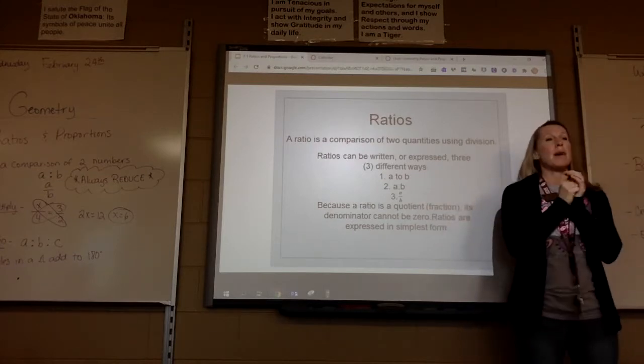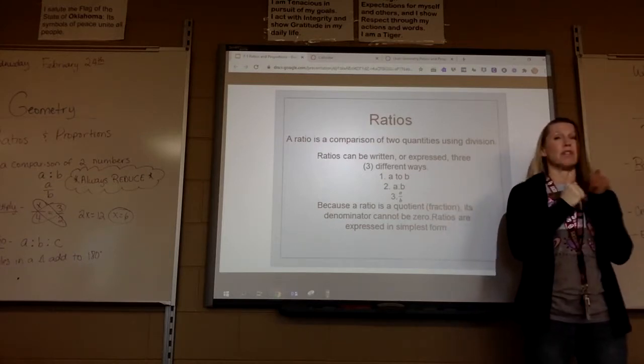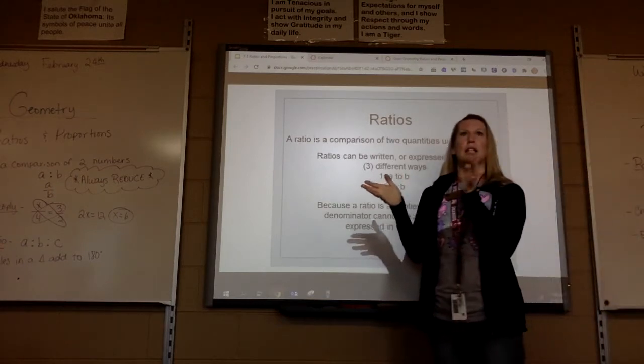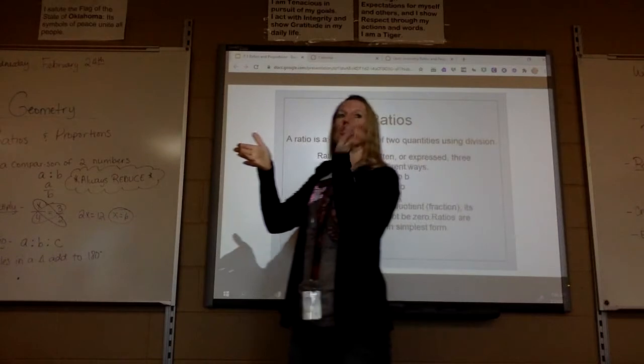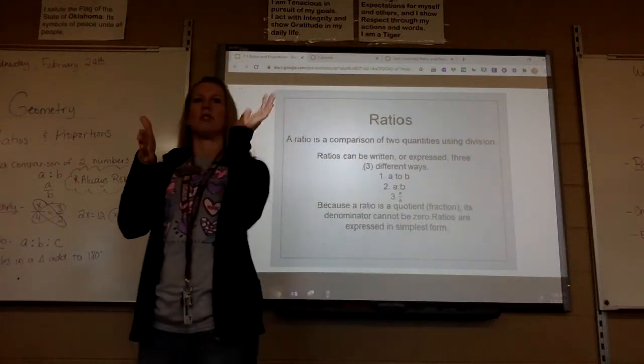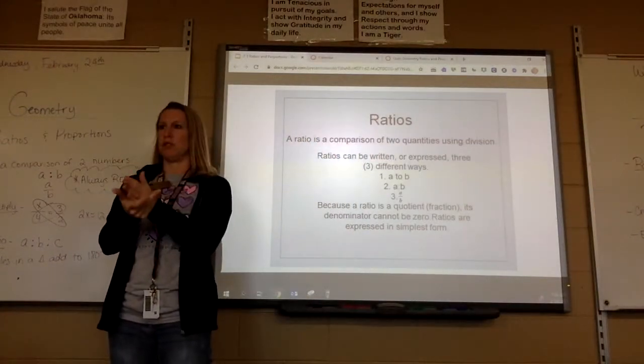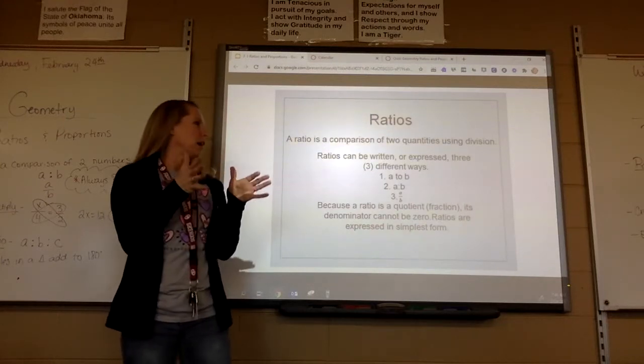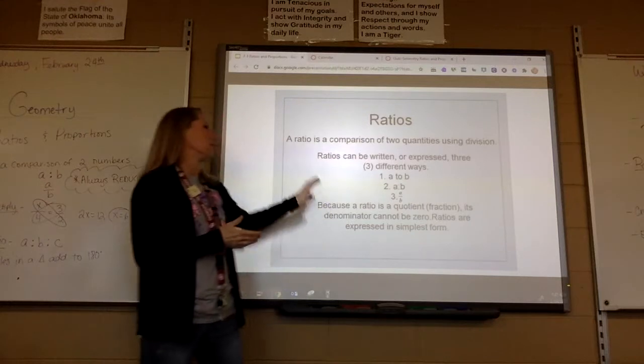Okay, the thing about ratios is it has to be reduced. So if I'm comparing two numbers and it's like 2 to 4, 2 over 4 reduces to 1/2. So you do have to reduce it. If you don't reduce it, you get the answer wrong.